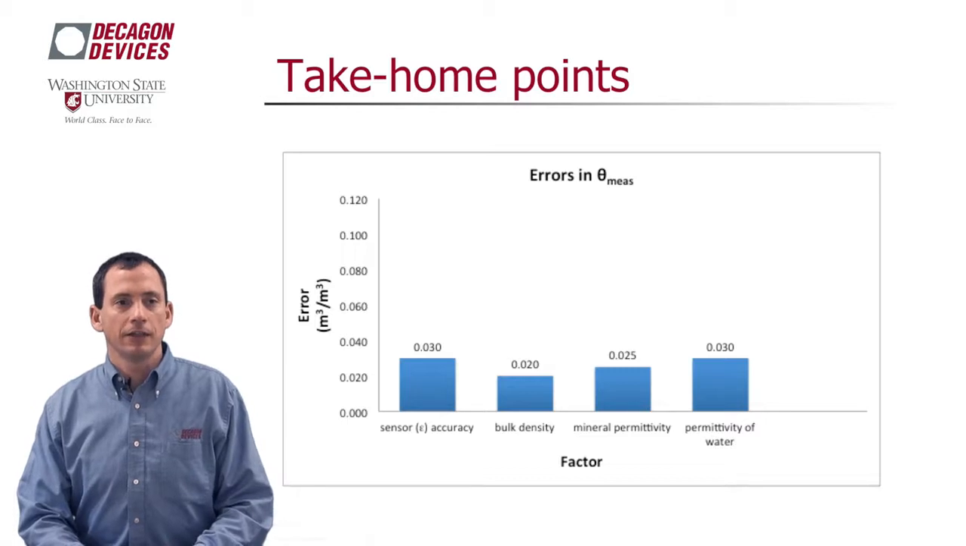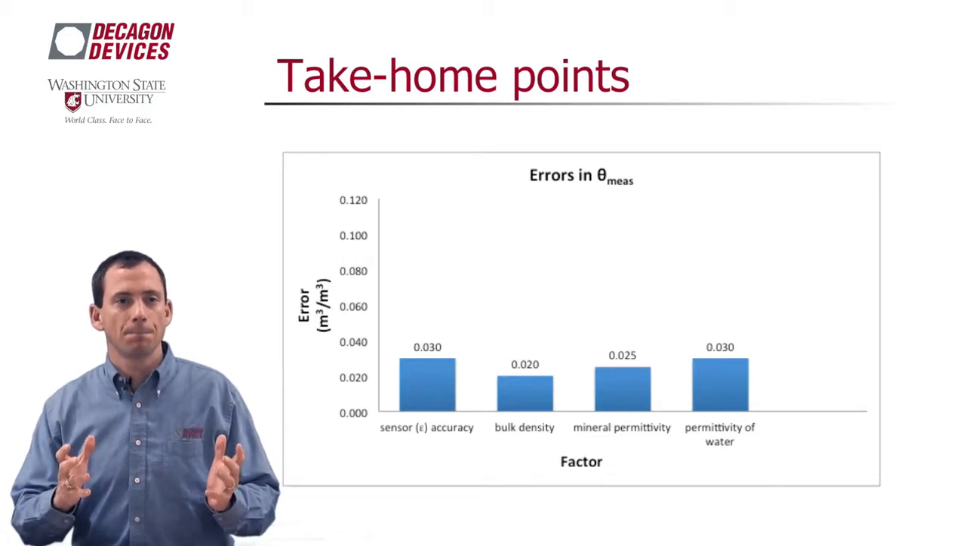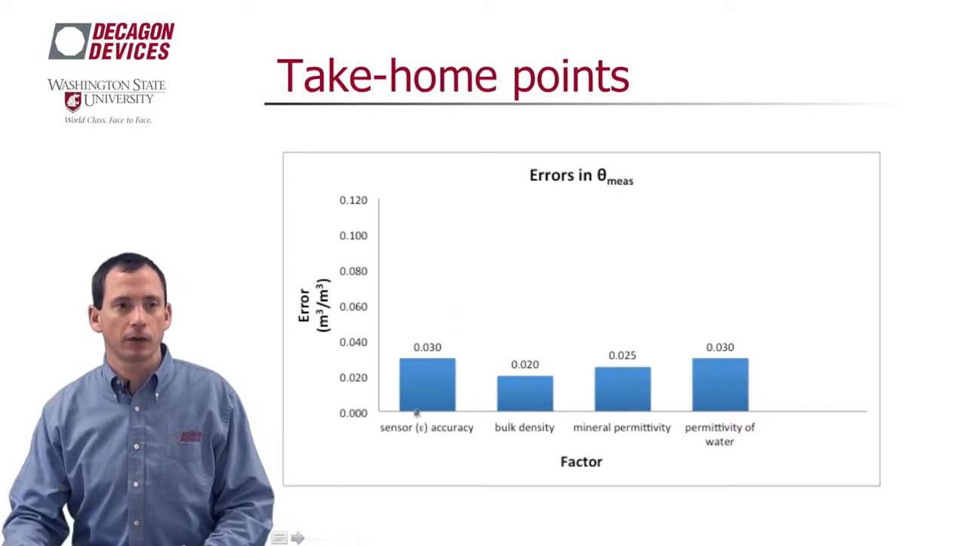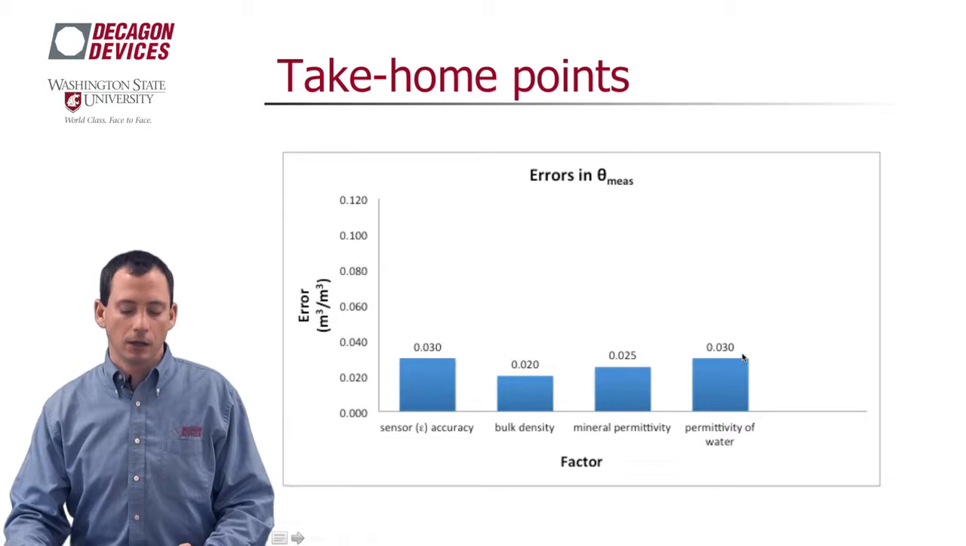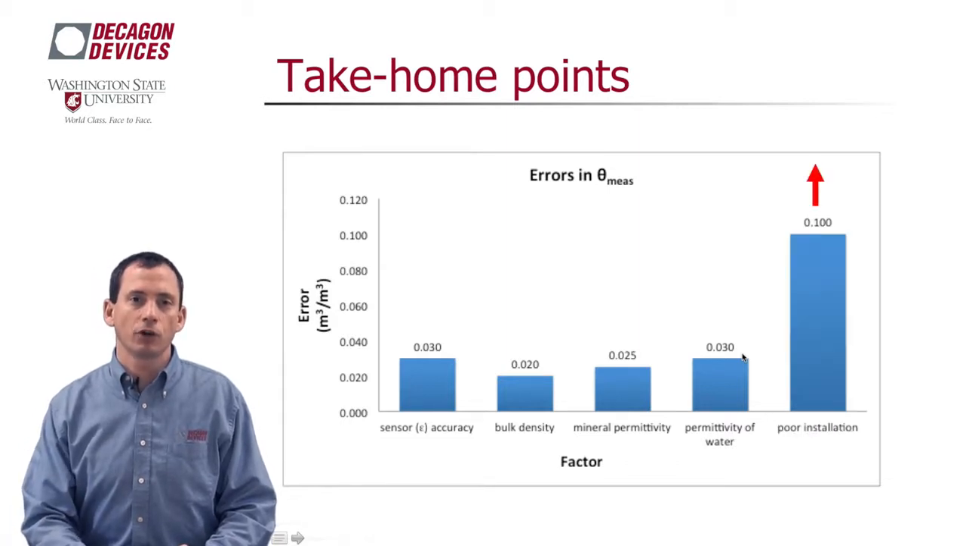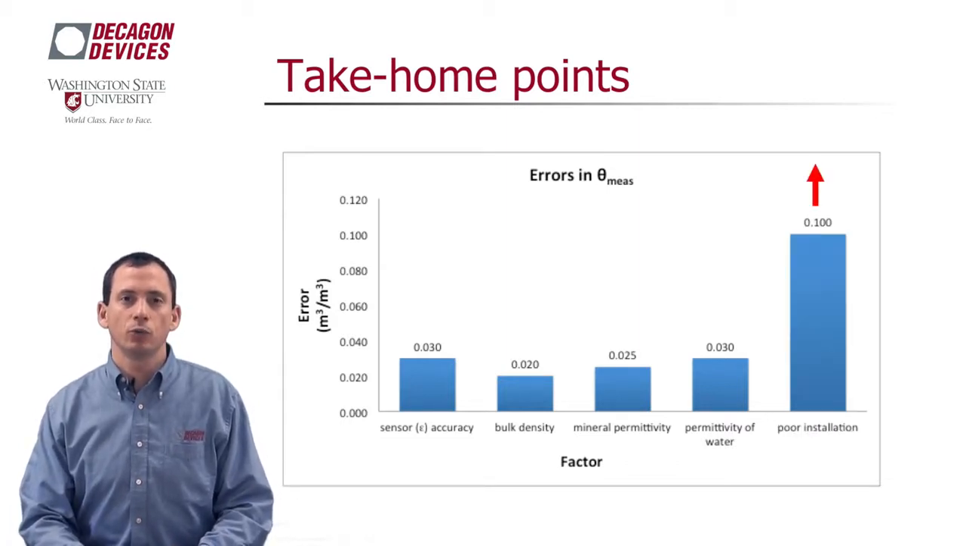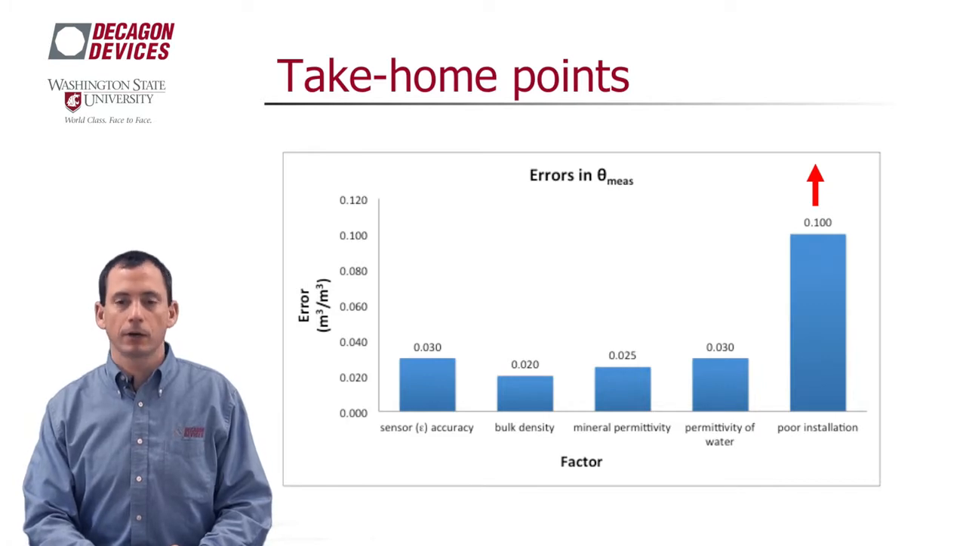So if you look at the errors that you might get from those different factors, here's the sensor accuracy, maybe plus or minus 3% water content, bulk density plus or minus 2, mineral permittivity 0.25, 2.5% permittivity of water, 3%. Just note that all of those are really small compared to the error that you get from poor installation, which can be 10% or even greater than that. Okay, thanks a lot.